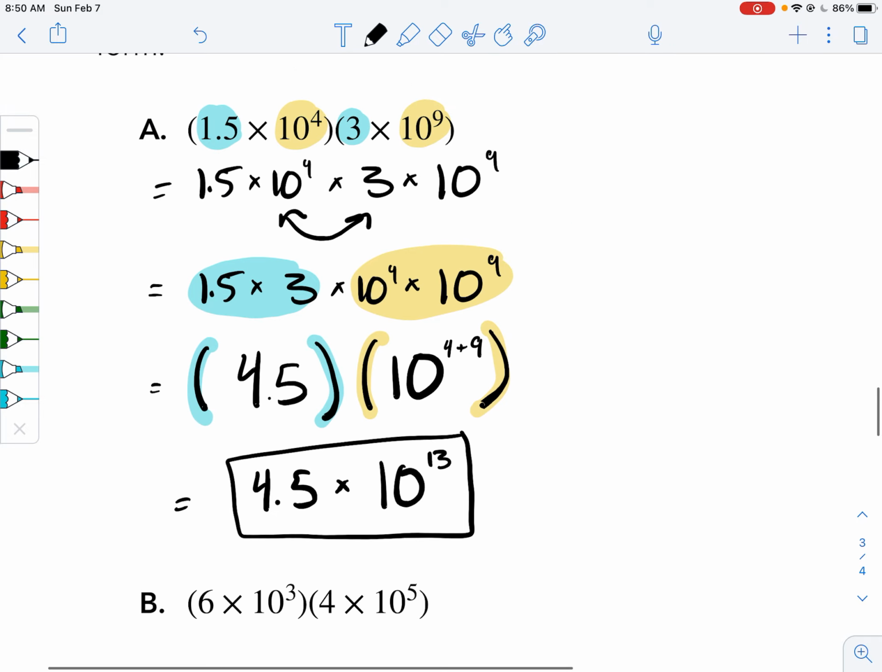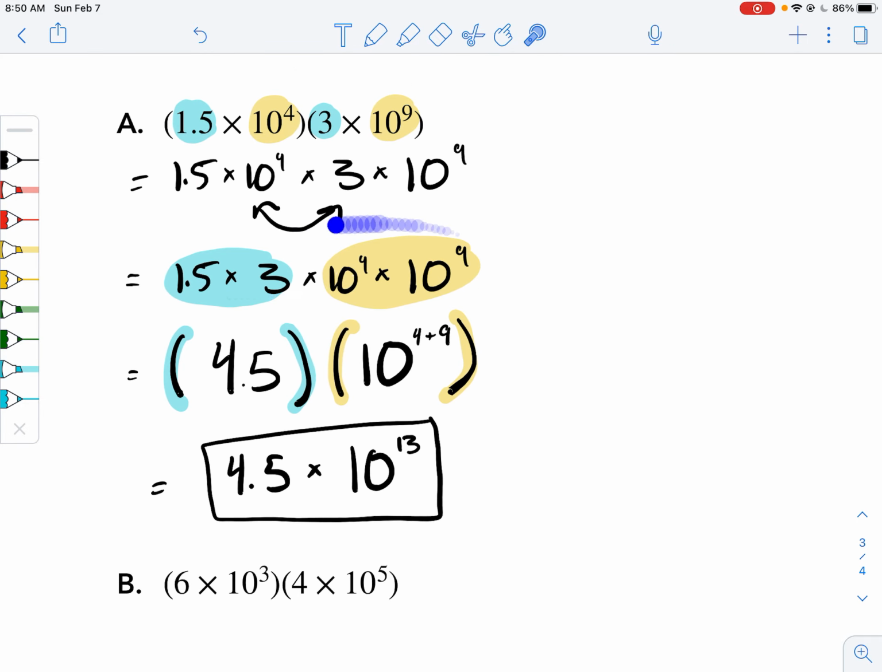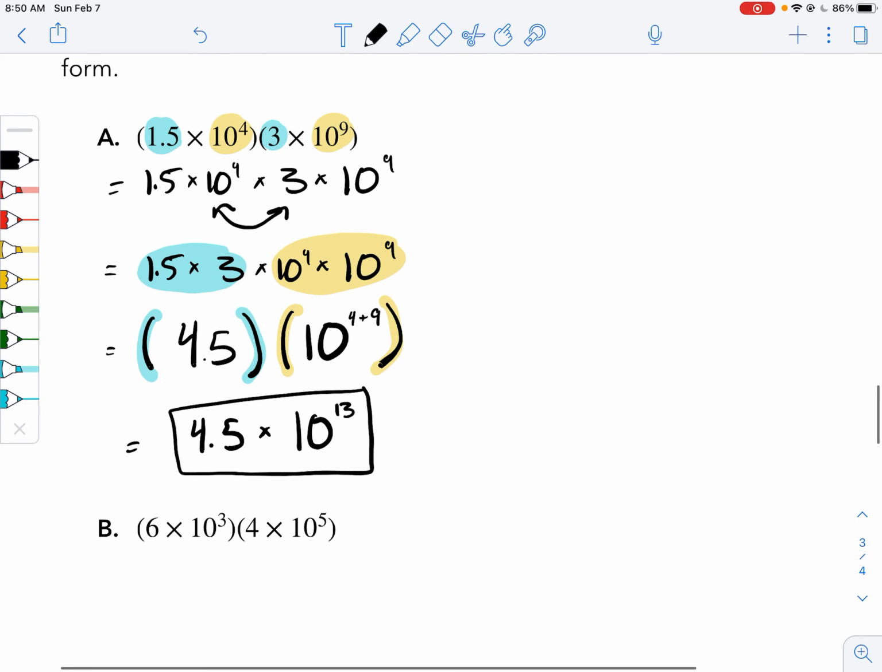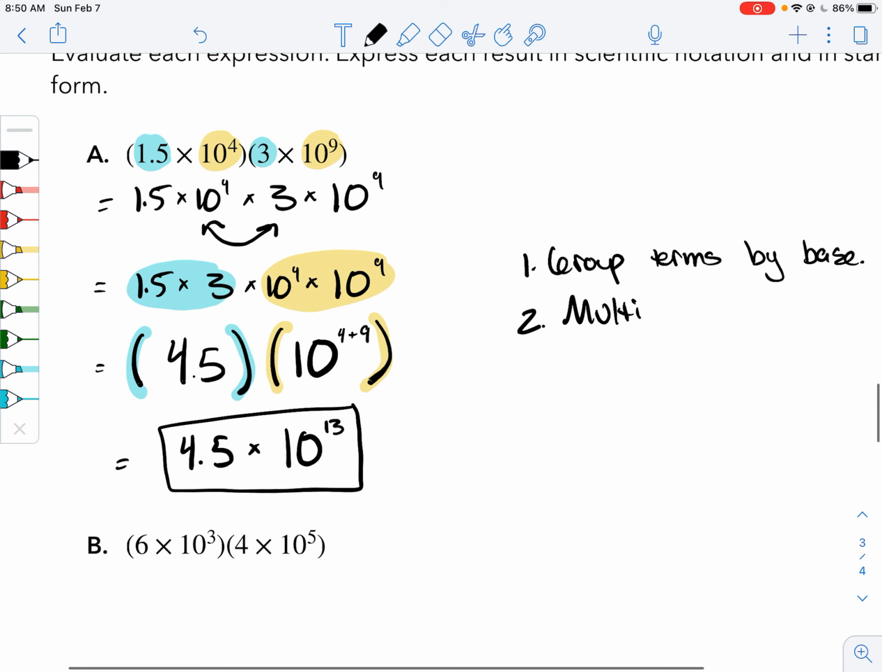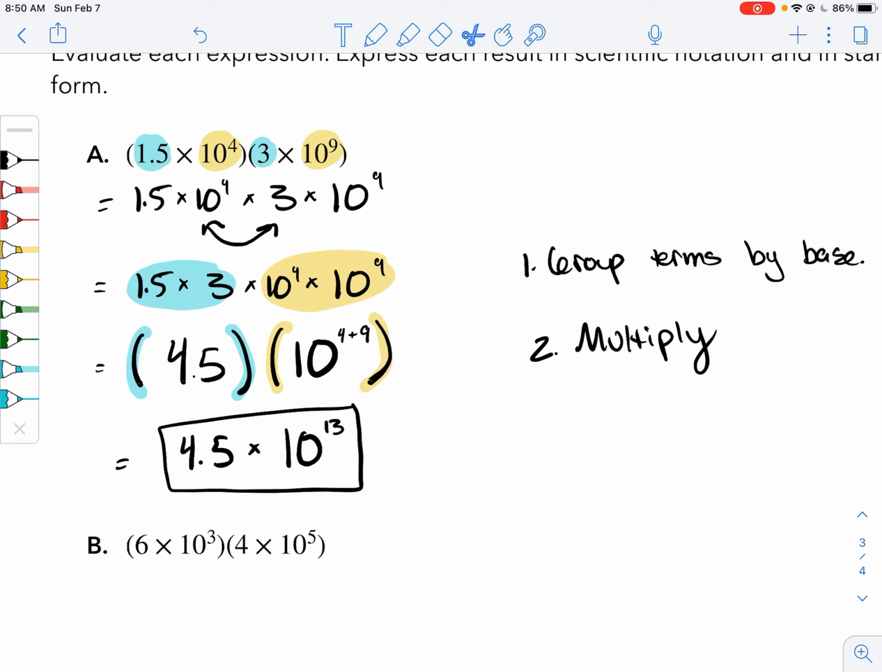So what did we do here? The first thing we did in this step was we grouped the terms by the base. That is, we want to get the powers of 10 together. Then we multiplied them together, making sure to spell multiply correctly. Multiply. And then after that, we just wrote in scientific notation.